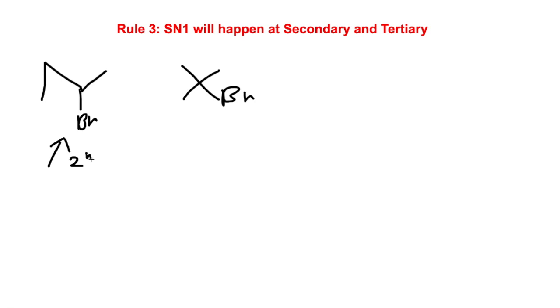The third rule of an SN1 reaction is that it will take place at a secondary and tertiary carbon. So for example, we have a secondary here, and then we have a tertiary here. Now, it doesn't happen at primary or methyl because SN2 takes place at primary and methyl. And we will talk more about secondary carbon. There's actually another process.